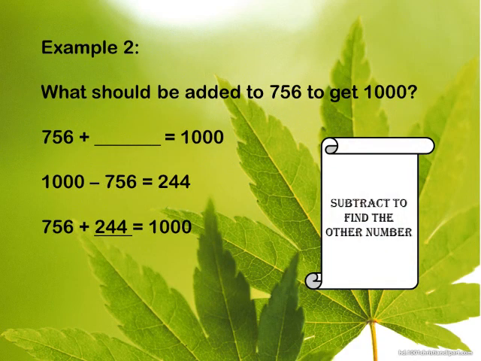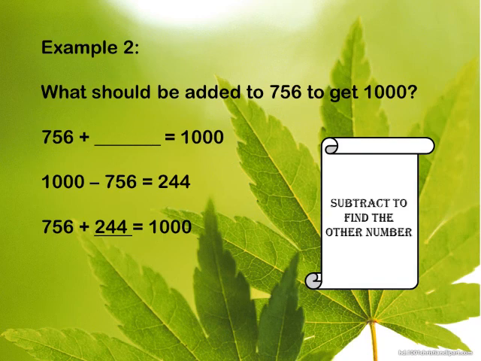Let us see another example. What should be added to 756 to get 1000? I repeat, what should be added to 756 to get 1000? The sum states that 756 plus dash is equal to 1000.